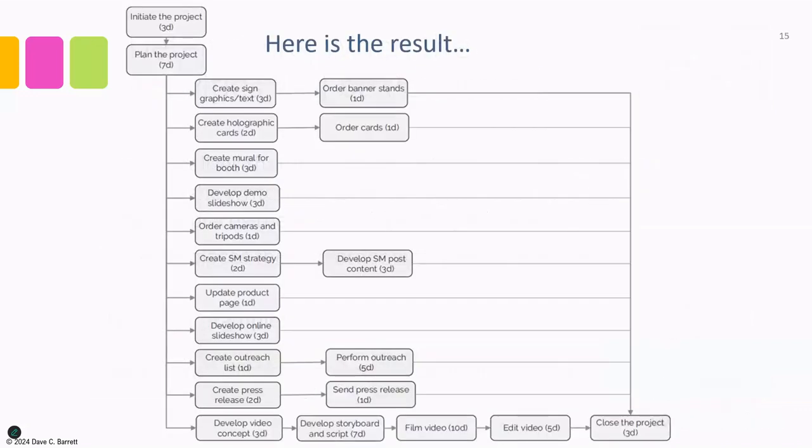This is the resulting series of activities that would be on her whiteboard. So it'd be drawn like this. This is what it would basically look like. And you can see the order of activities starting in the upper left to initiate the project, to plan the project. Then a whole series of activities may start together. And then you can see the resulting dependencies ending up in the bottom right with close the project. You can also see all the durations are present.